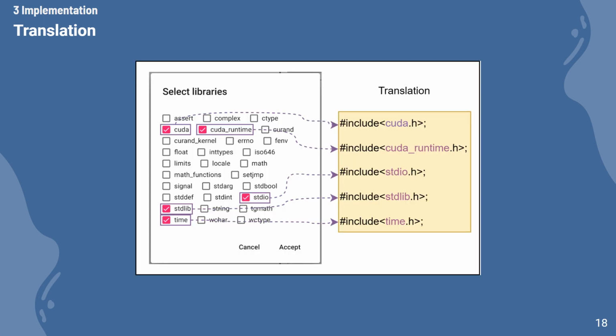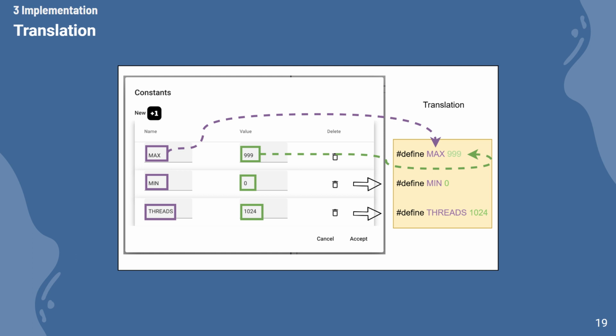In the translation of the header, the name of each library selected by the programmer is inserted into the corresponding syntax of the include statement. This ensures that the required libraries are available and correctly included in the final program. In constant translation, the identifier and value of each constant are inserted into the defined syntax. In this way, the constants defined by the programmer will be available throughout the program.